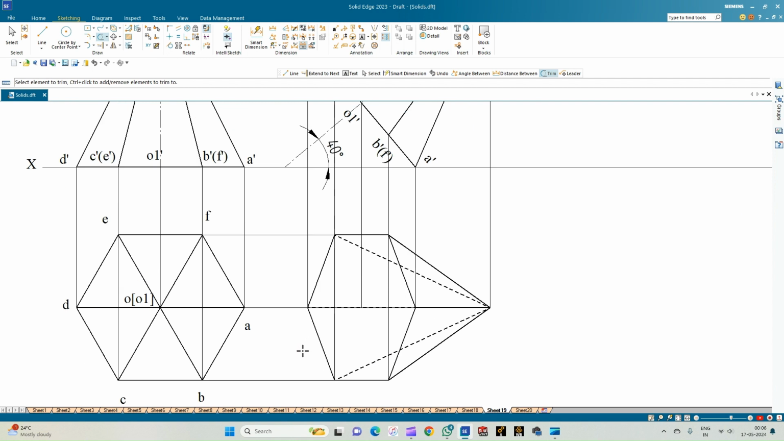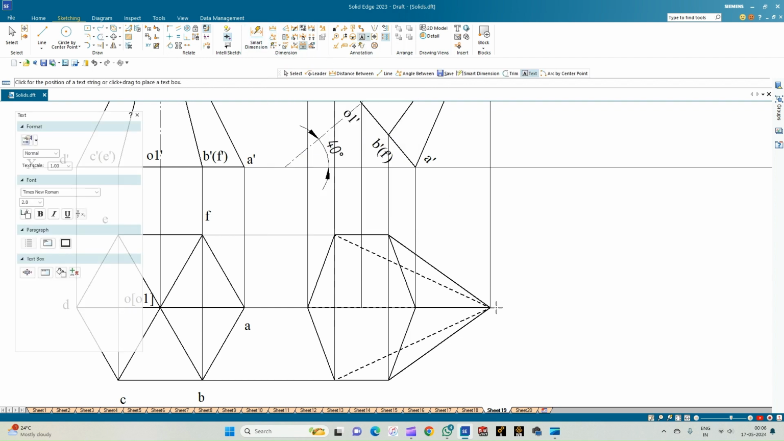So this completes the top view of the hexagonal pyramid resting on HP with its axis inclined at an angle of 40 degrees. So now let us annotate. So this is the apex of the pyramid O, the corner A on which it is resting, followed by the other corners B, C, corner D, corner E, and corner F, and also the point O1.